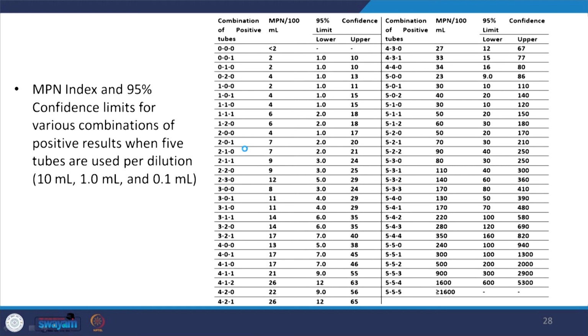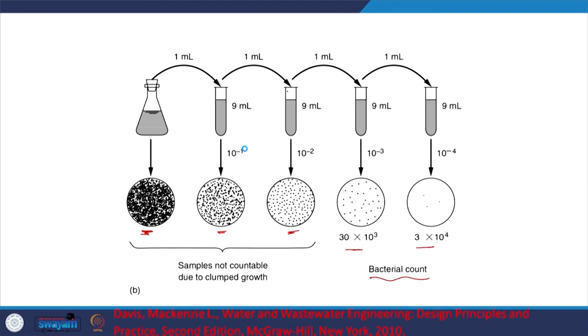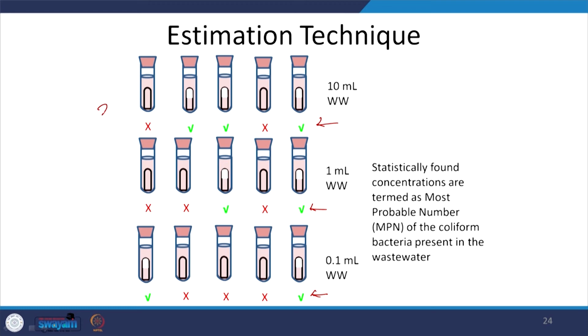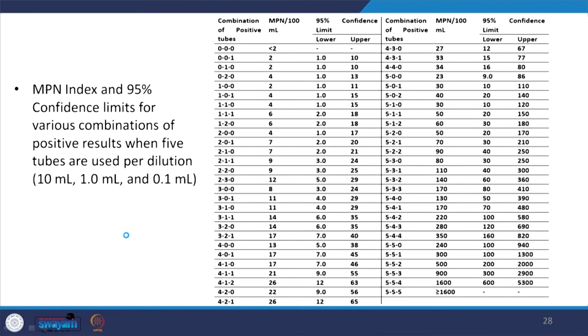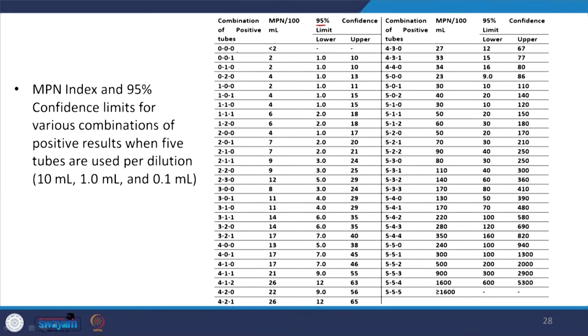So, how do I get the MPN? Here it seems like it is 3, 2 and 2 out of 5, right. So, how do I get it? Here we are going to use the tables based on the Poisson distribution. For a 95% confidence interval, we are not saying it with 100% assurance, but it is at a 95% guarantee, I guess. So, we were looking at 3, 2, 2, right.